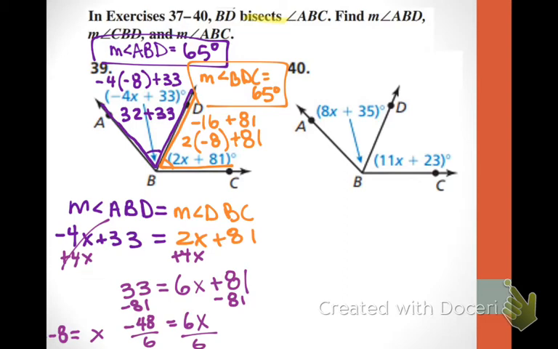Would you look at that? Our angles are the same measure, right? And shouldn't they be? We set them equal. So the measure of each angle is 65. So we found the measure of ABD, check. The measure of CBD, check.